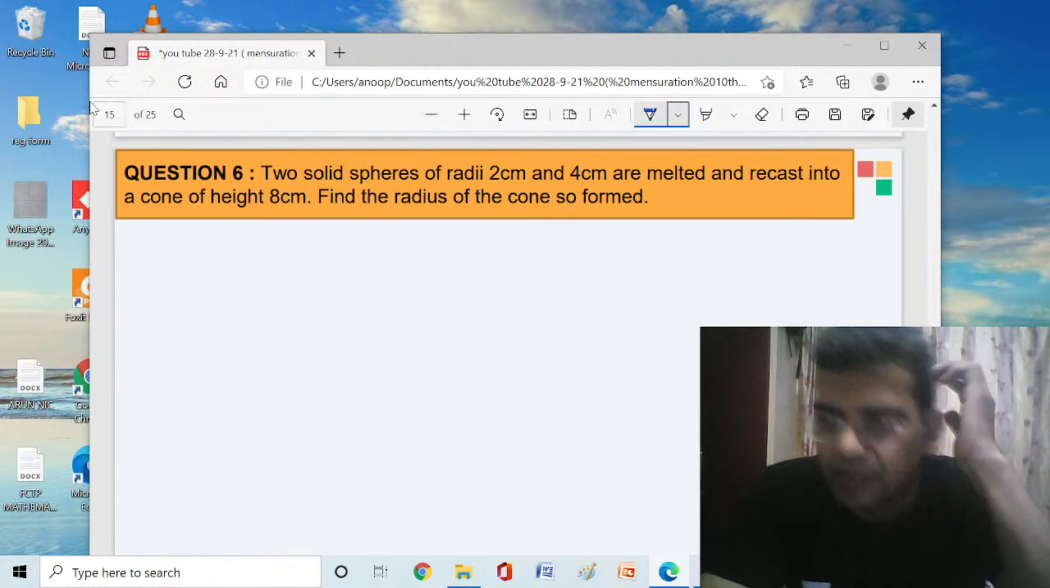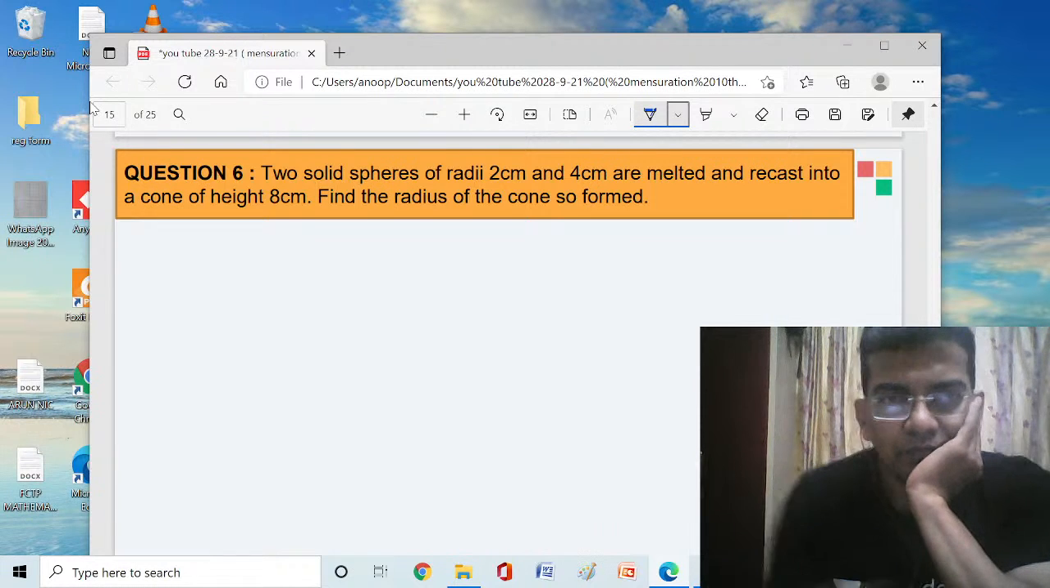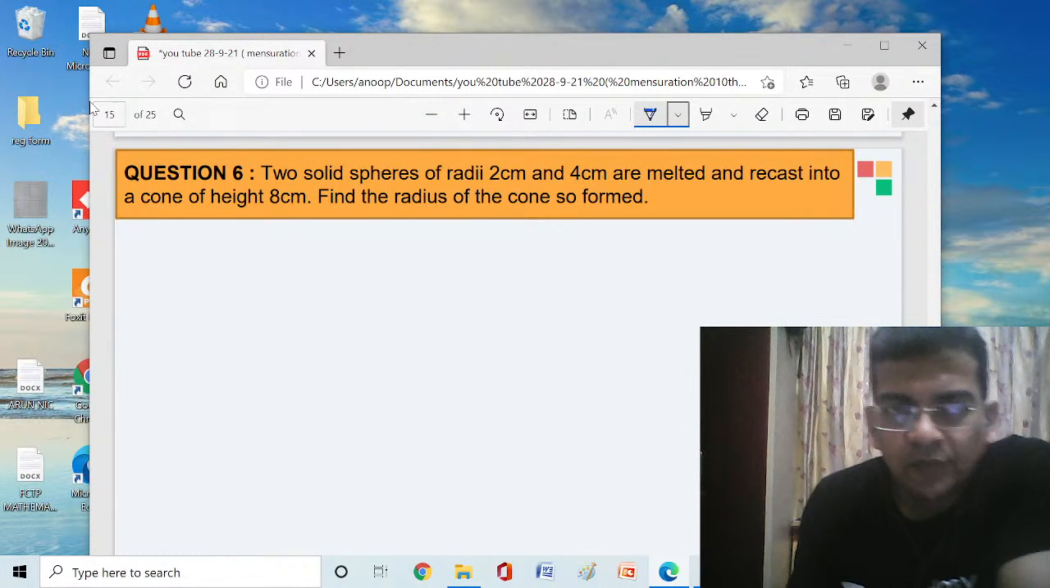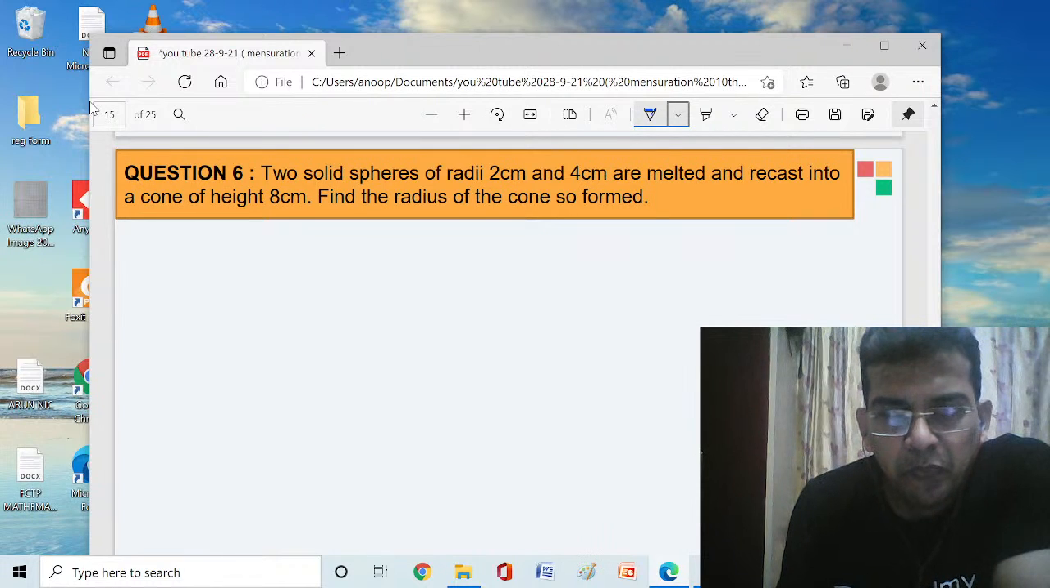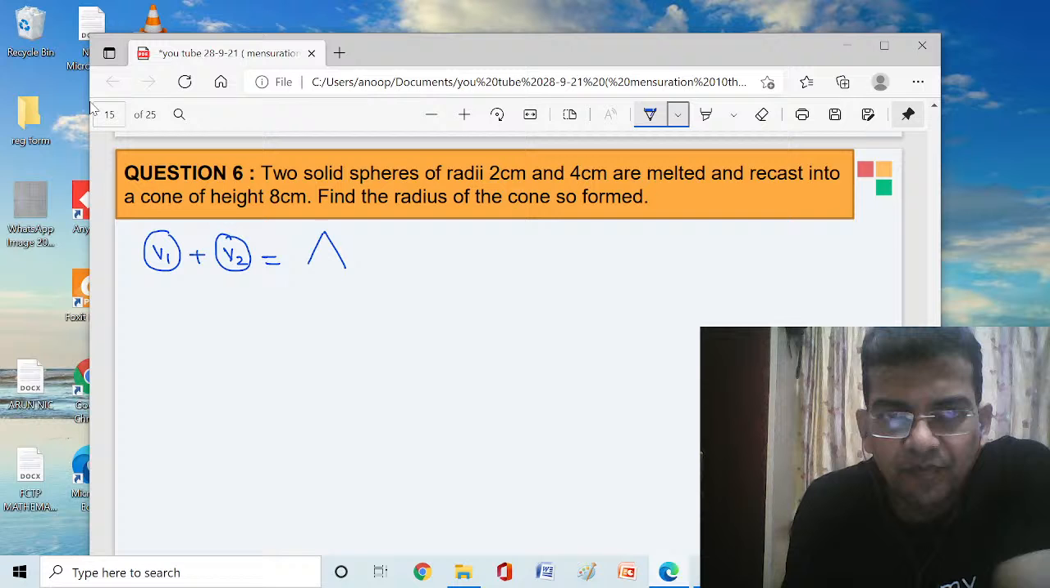Okay, now let's see question number 6. They say two solid spheres of radii 2 and 4 are melted and recast into a cone. So two spheres. So we can say volume of first sphere plus volume of second sphere is equal to volume of cone.